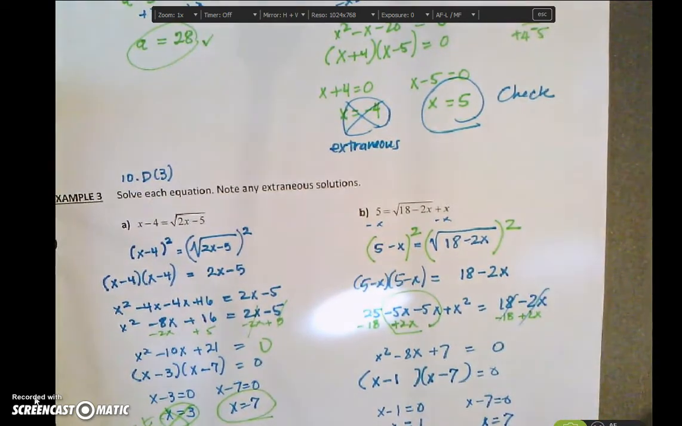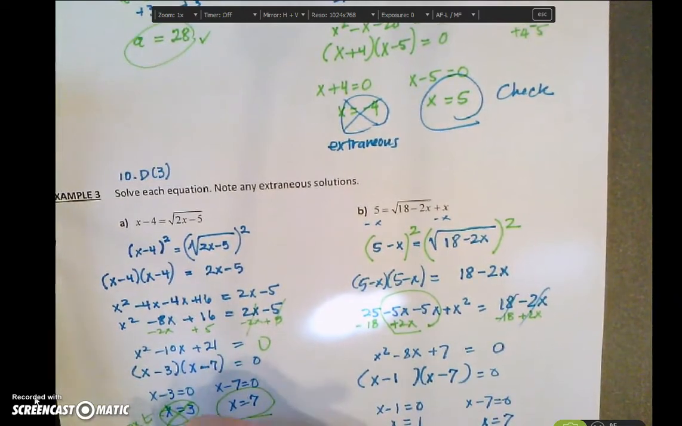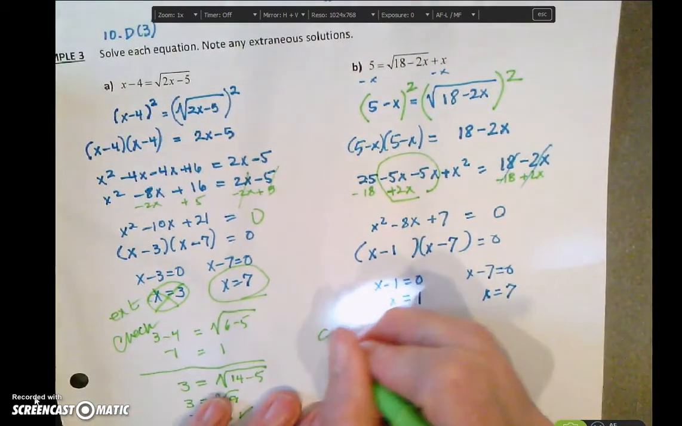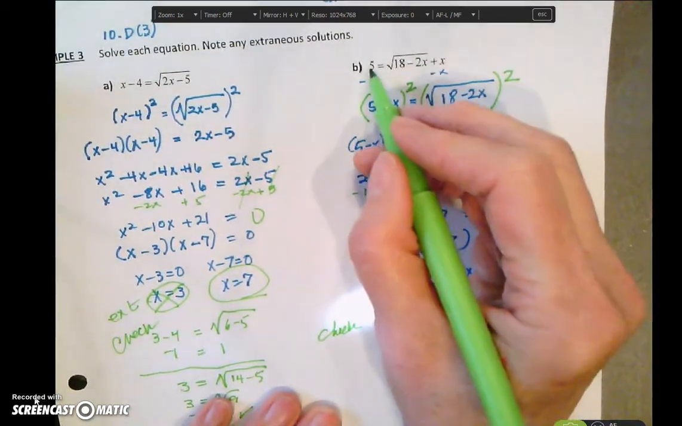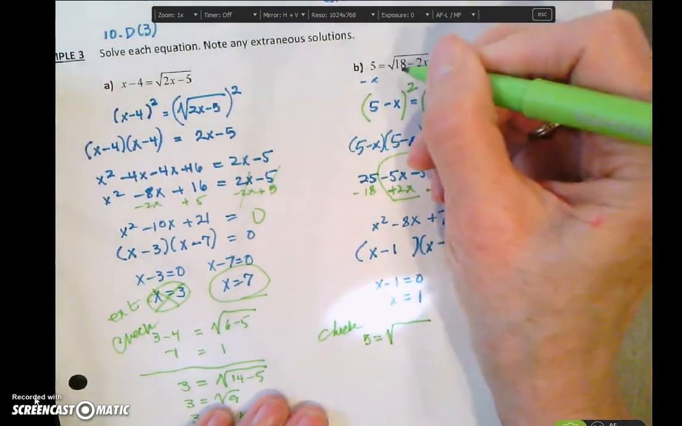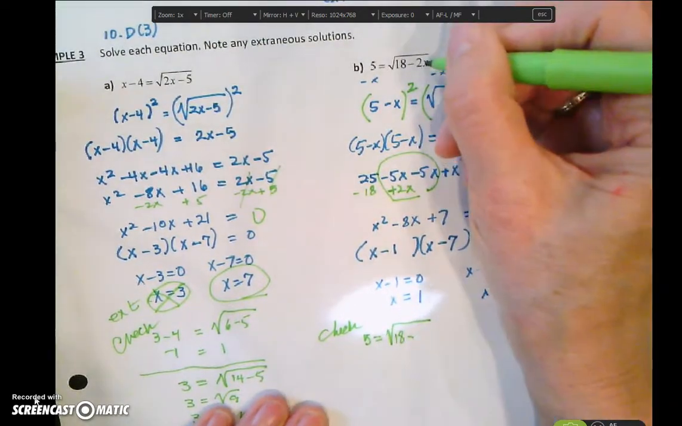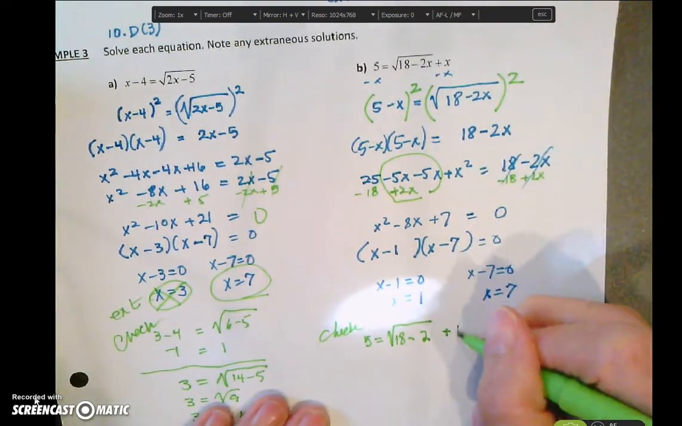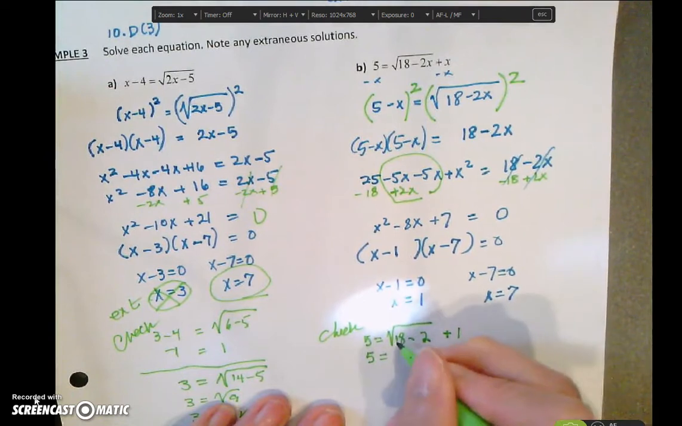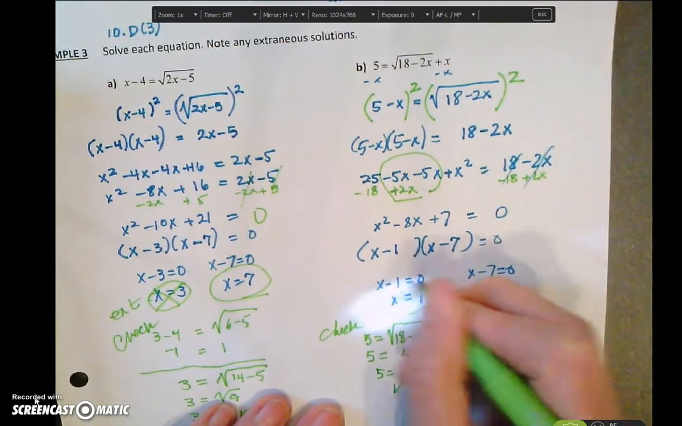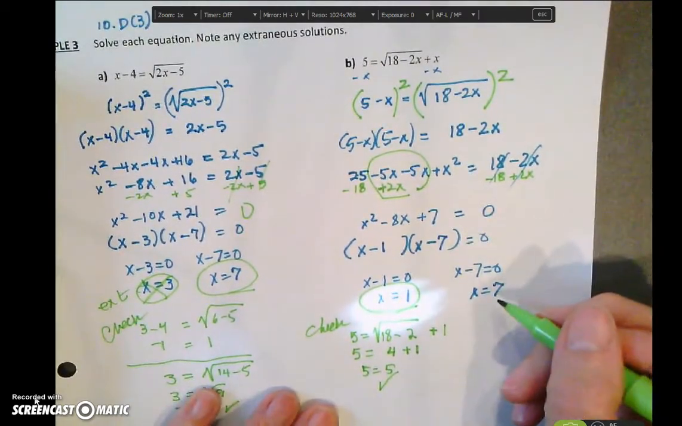All right, so now I'm going to write check over here. Wrote check right there. I'm going to check. So putting 1 back up here into the original gives me 5 is equal to the square root of 18 minus, I'm putting a 1 in, so minus 2, and then plus x on the outside, which is 1. So 5 is equal to the square root of 18 minus 2, so square root of 16, which is 4, plus 1, so 5 equals 5, and that checks. I'll circle that.